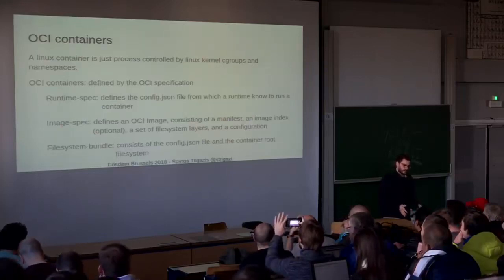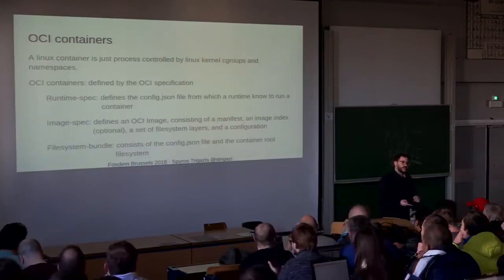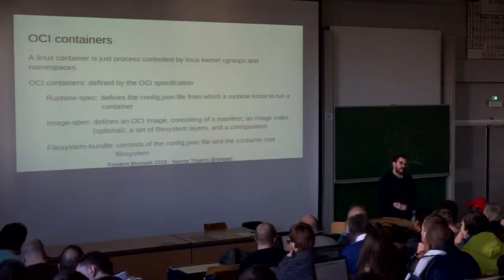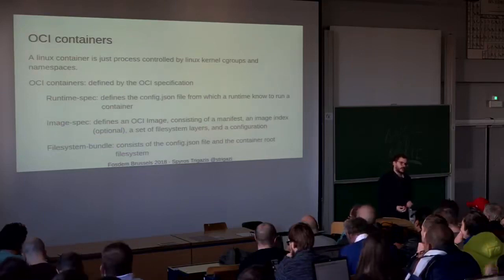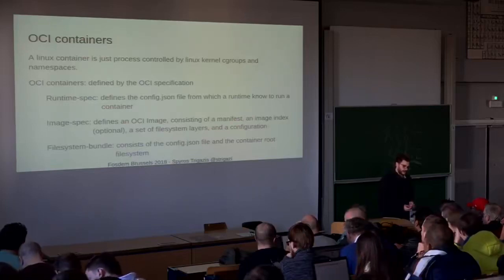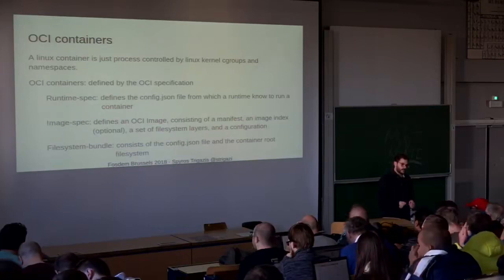The OCI specification has three parts. It's the runtime specification that defines how the runtime should understand the configuration which describes the container and how it should run it, how it should create mounts, namespaces, and use capabilities, and how to do the lifecycle operations of the container.